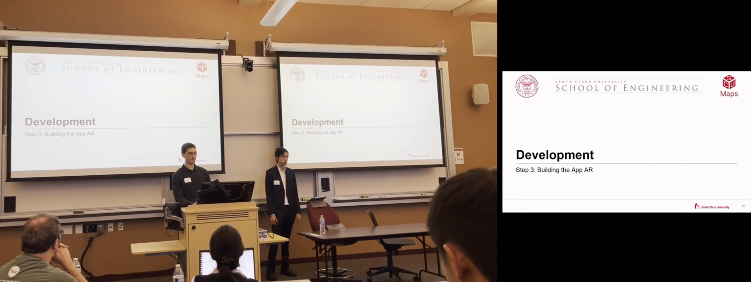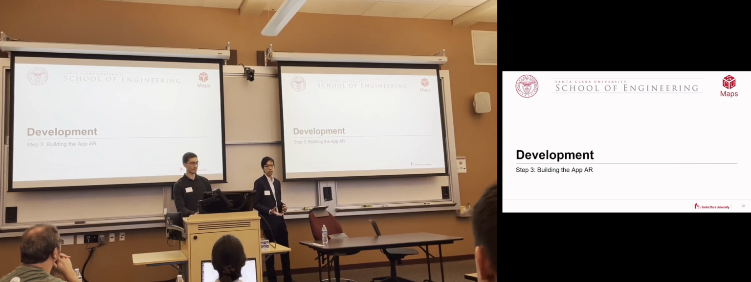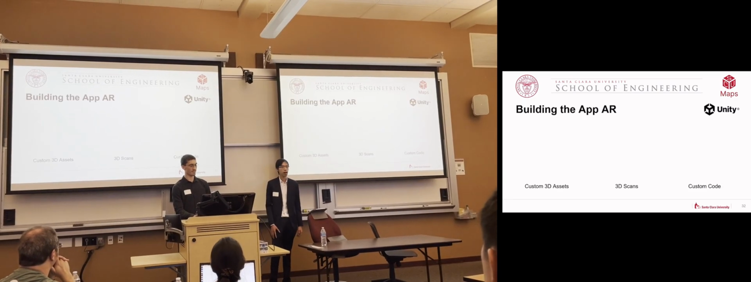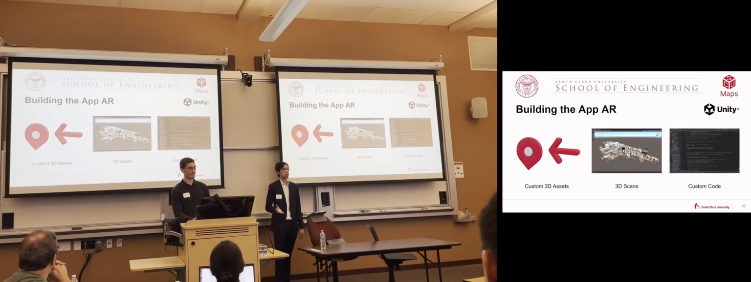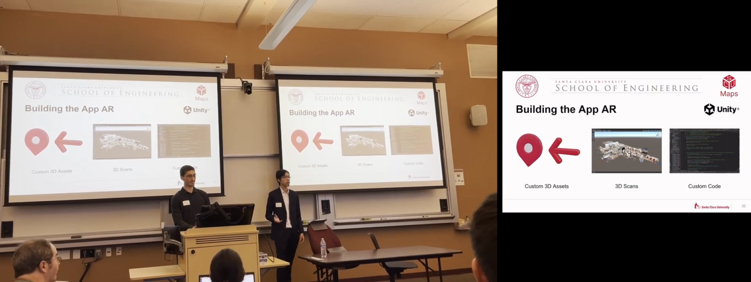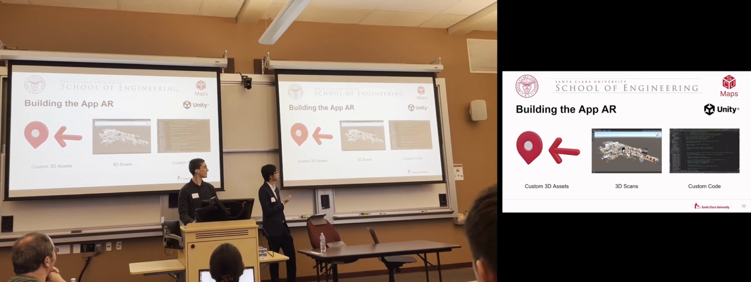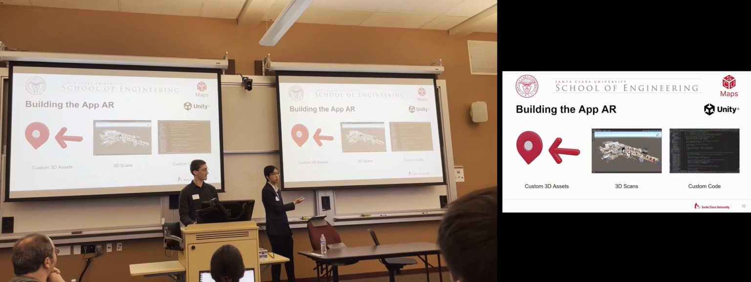Now that we have processed 3D scans, we have to actually make the AR app around it for the navigation task that we want to do. To do this, we use Unity, a cross-platform 2D and 3D game and app development tool that we use to glue all of our components together. These components include our custom 3D assets, our processed 3D scans, and our custom building.